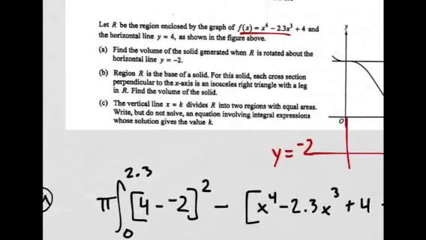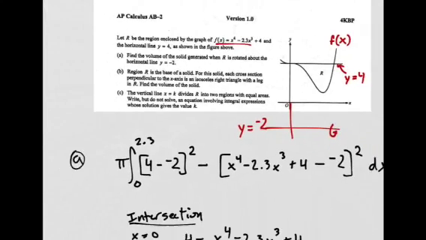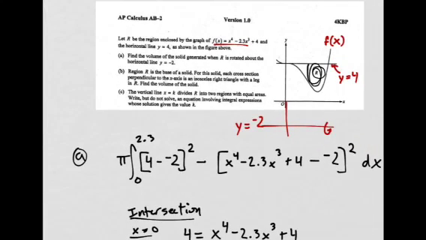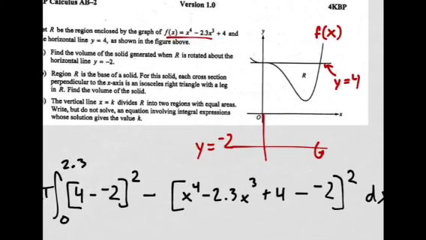What does B say? The region is the base of a solid. Okay, so pretend that this region here is the base of a solid, so this will be with a known cross-section. Each cross-section perpendicular to the x-axis, so we have to integrate with respect to x, is an isosceles right triangle with the leg in R.